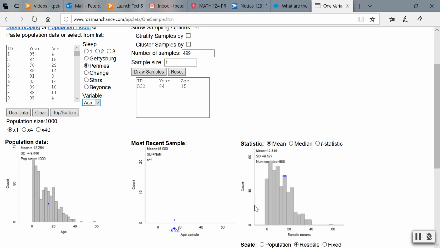And over here on the right, we have the distribution of the sample means. But again, since each sample is just 1 penny, it's just the distribution of ages. So this distribution has a similar shape to the distribution for the population. It's skewed to the right. What I want to do is record the mean here. I'll jot this down, 12.316, and the standard deviation, 9.527. I'm reading those from this right here.